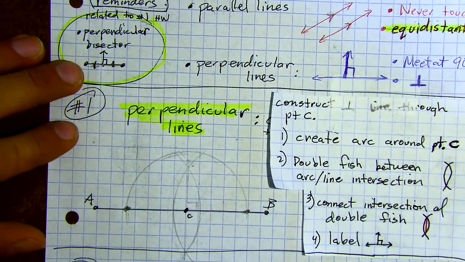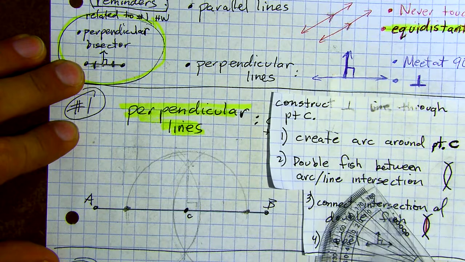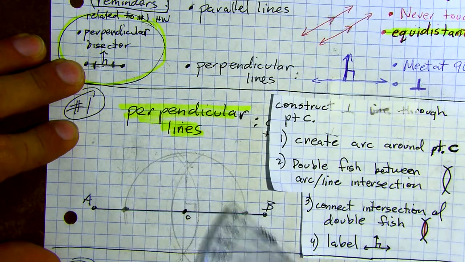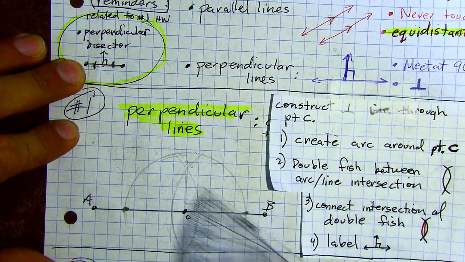We already did the double fish between the arc line intersection. The arc that we created and the line that was given. The arc line intersections are these 2 points. Since those are our 2 arc line intersections, we made our double fish. It's in the middle now.